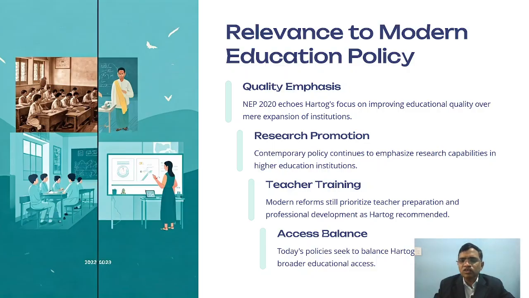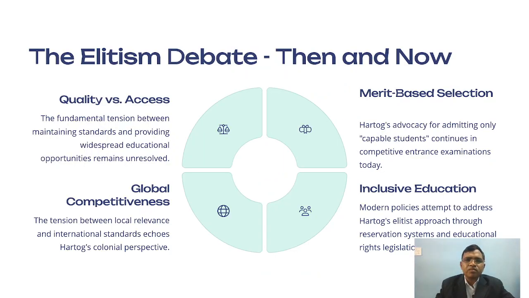Then access balance. Today policy seeks to balance Hartog's quality concern with broader educational access. So they want to give a good approach as the Hartog committee did. Then the elitism debate, then and now: quality versus access, merit based selection, global competitiveness, inclusive education. The fundamental tension between maintaining standards and providing widespread educational opportunities remains unresolved. If quality is increasing, then access for poor people is very difficult. This is a dispute which is not resolved till now.